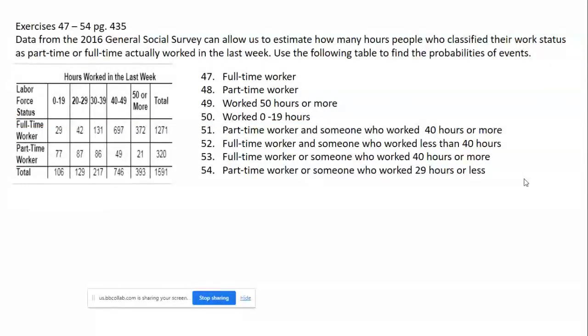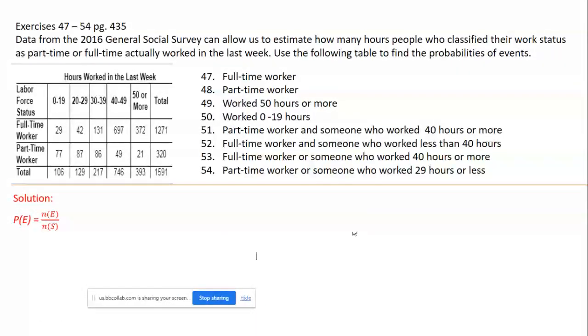Okay. So he has another example here where he lists the page numbers and numbers. So let's look at this example. It says data from a 2016 general social survey can allow us to estimate how many hours people who classify their work status as part-time or full-time actually worked in the last week. Use the following table to find the probabilities of the events. All right, so let's go through this, okay?